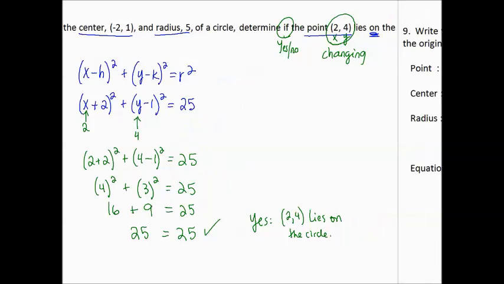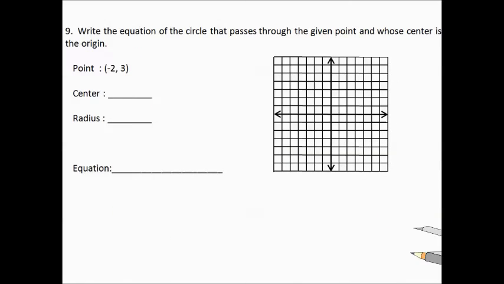What else are we going to see? Write the equation of the circle that passes through the given point and whose center is the origin. What does that mean, the origin? That's the point (0, 0), the origin of the graph. Remember, to write the equation of a circle, (x - h)² + (y - k)² = r². We need the center, got it, and the radius. We don't have that yet, so we've got to figure that out.